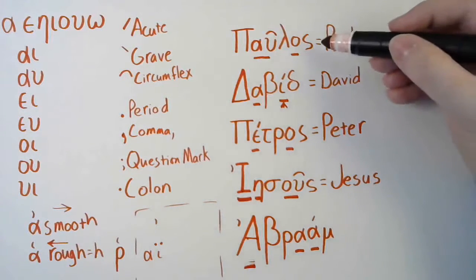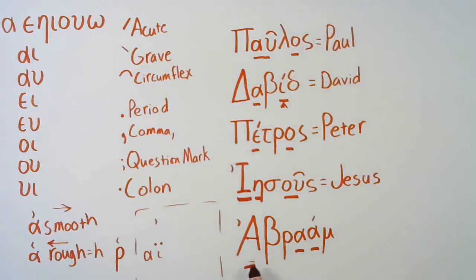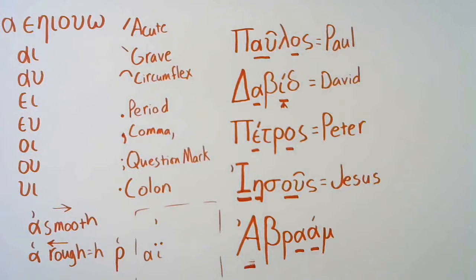So you have Paulos, David, Petros, Iesous, Abraam. Paul, David, Peter, Jesus, and Abraham.